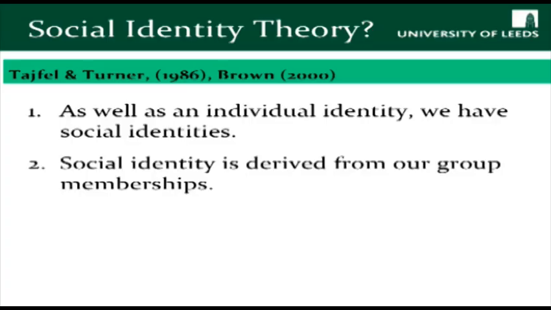It starts off by saying that as well as an individual identity, we all have social identities, and that these social identities are derived from our group memberships. So how do you think about social identities? You probably think of yourself as an individual. You have a name. Your name might be John, or Jack, or Mary, Salim, Lee, whatever it is, but you're also a member of certain groups.